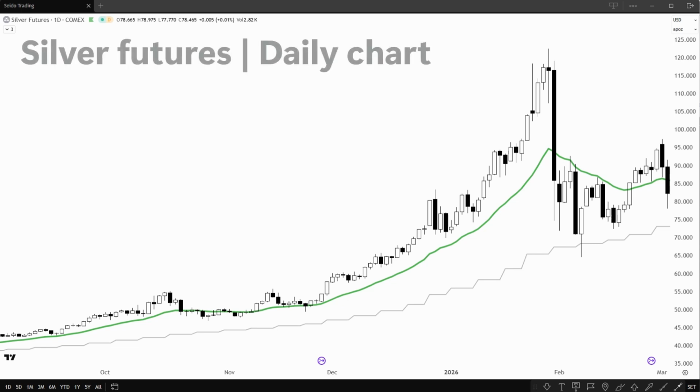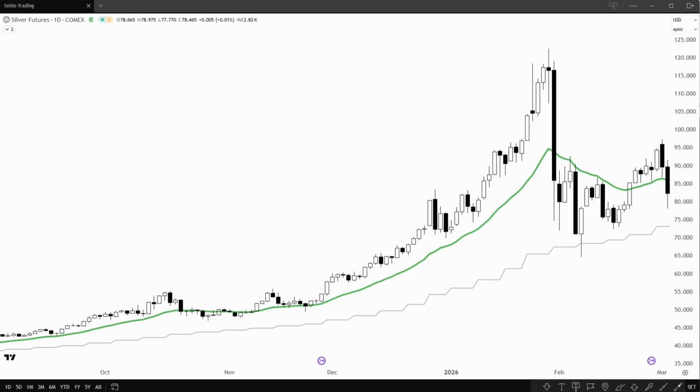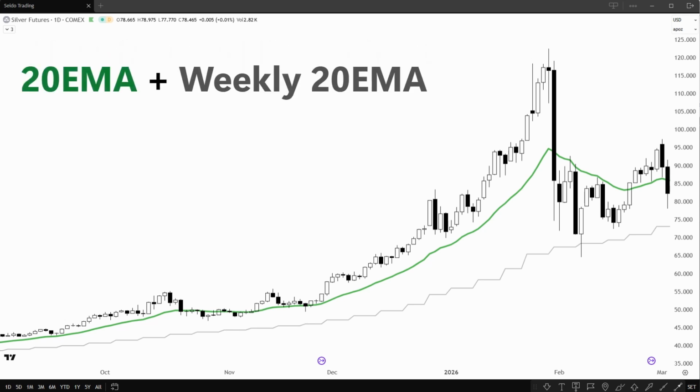This is another example of the higher time frame EMA being applied to a lower time frame chart. So this is the recent bull run in silver that we had at the end of 2025 and into the start of 2026. I've gone ahead and used the Seido Trading higher time frame EMA overlay, applying a 20-period weekly moving average to our daily chart. As you can see, when price sold off, it found support on the weekly moving average.